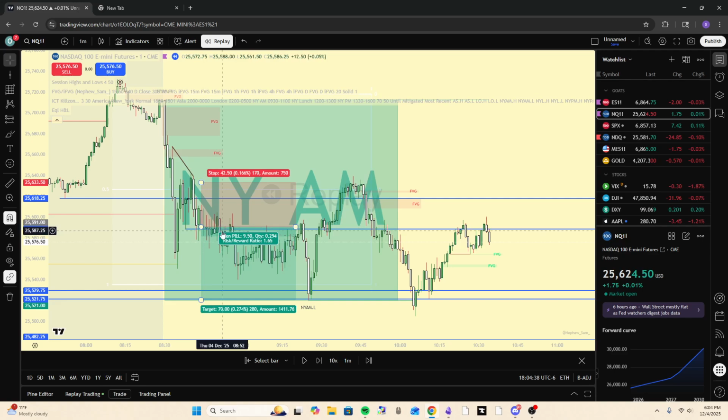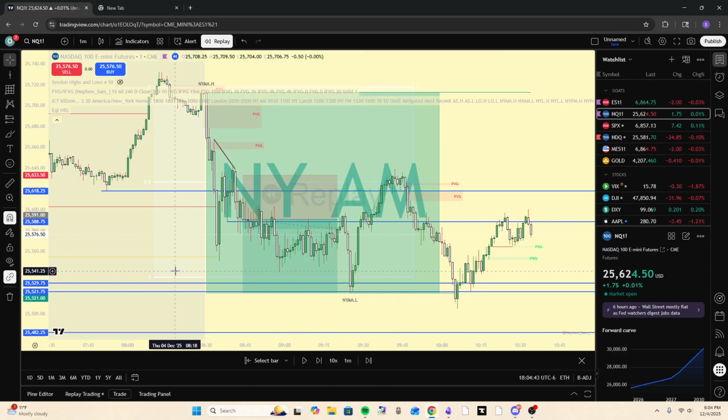Nasdaq, we get a break of structure down, enter short, take profits here, and you can see the rest of the trade of how it played out.